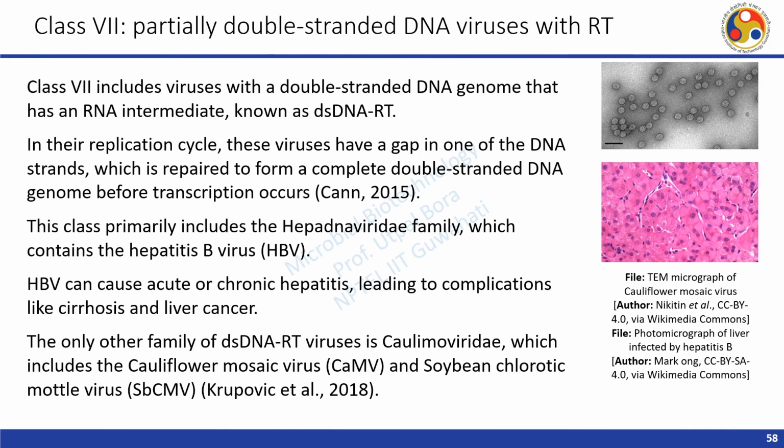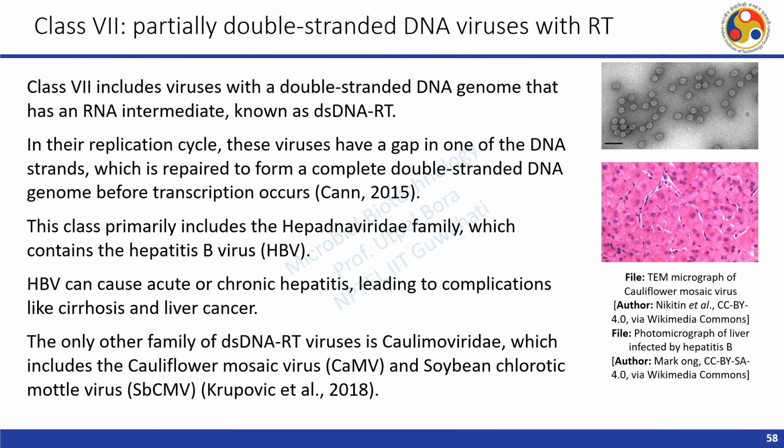The last class, class 7, includes viruses with a double stranded DNA genome that has an RNA intermediate known as dsDNA RT. In their replication cycle, these viruses have a gap in one of the DNA strands, which is repaired to form a complete double stranded DNA genome before transcription occurs. This class primarily includes the Hepadnaviridae family, which contains the hepatitis B virus. Hepatitis B virus can cause acute or chronic hepatitis, leading to complications like cirrhosis and liver cancer.